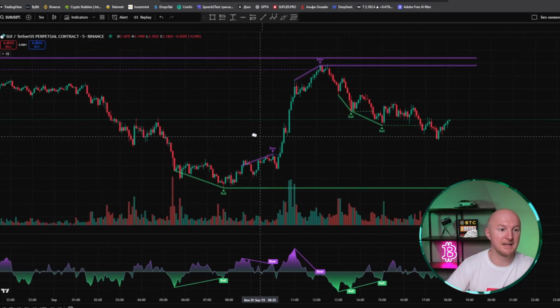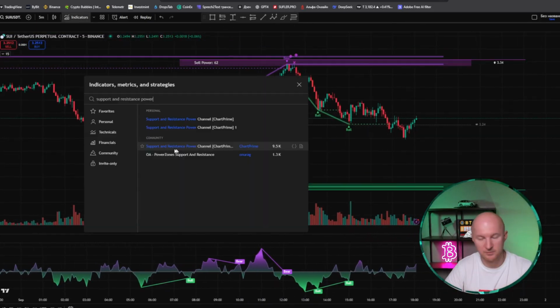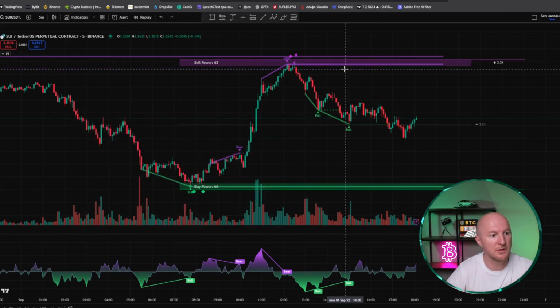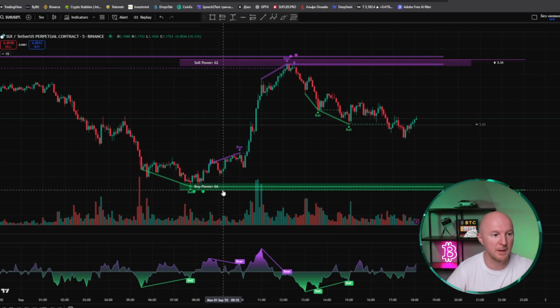And now let's add a second indicator to our strategy. It's called Support and Resistance Power Channel, also from Chart Prime and also with brackets. So, it also has open source code. On the chart, this indicator looks like a green support zone and a purple resistance line, and they have relative strength, buy power 66, sell power 62.